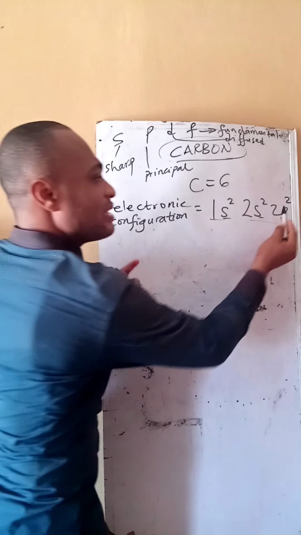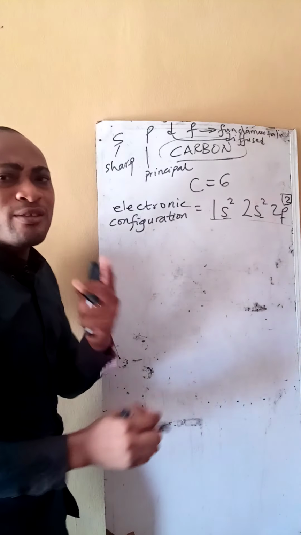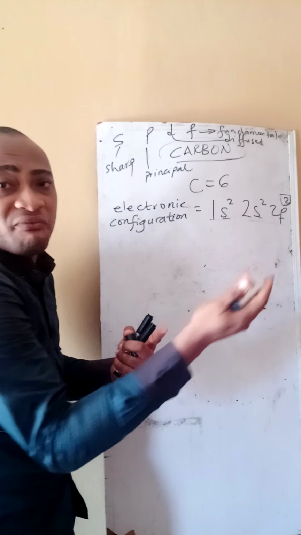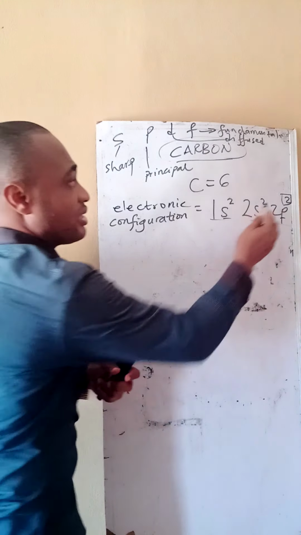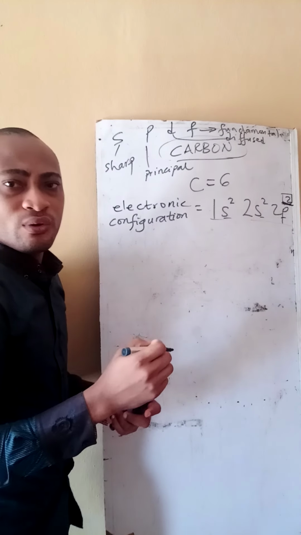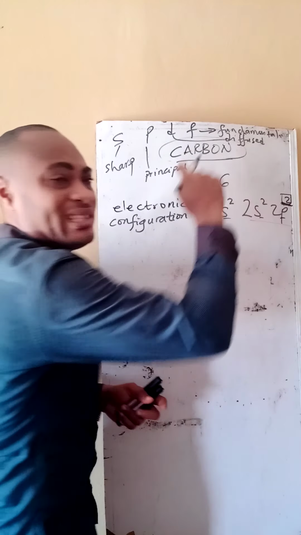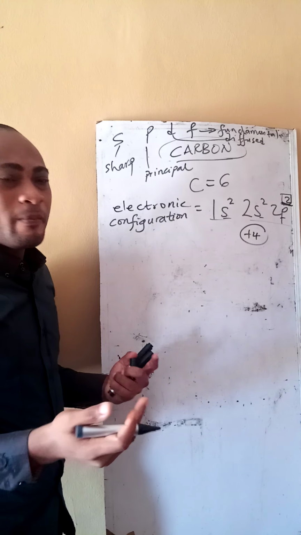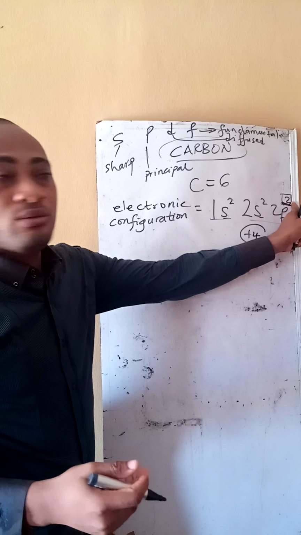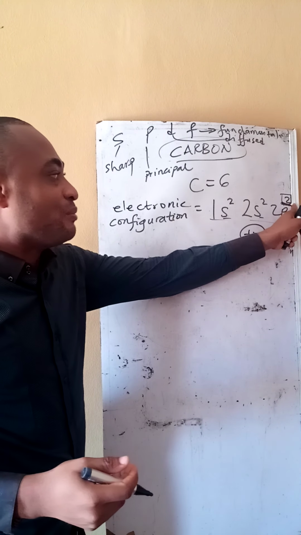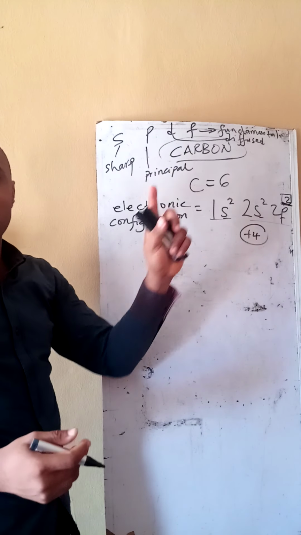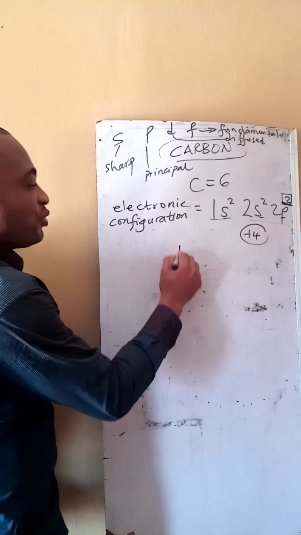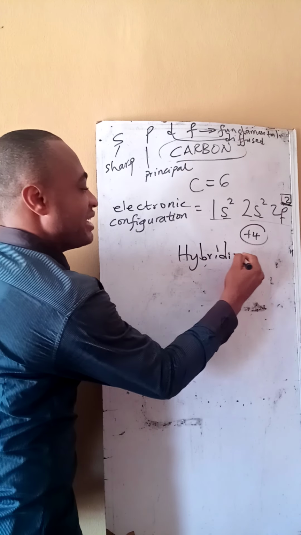And if you look at this, look at the p, the outermost, has 2. Now, with this, it is assumed that carbon is supposed to have a valency of 2, right? Because it has 2 in the outermost. But carbon does not exist with this valency of 2. Instead, it has 4. So how come? How is it that carbon, instead of having a valency of 2 from the outermost shell, has 4 as its valency? This is as a result of the phenomenon which we refer to as hybridization.